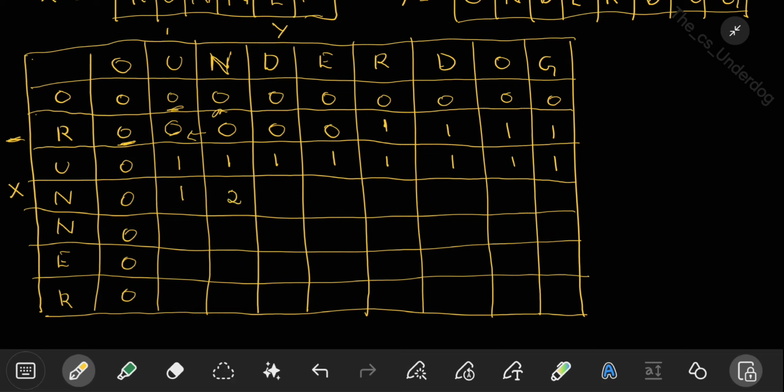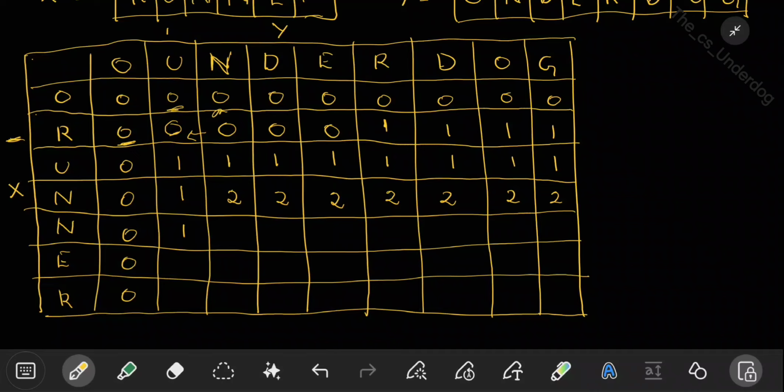What about N and D? They do not match. You will copy from the left side. Again, you will copy from the left side for all of these, because all these do not match with N. So at this point, you have filled the first 3 rows, R, U and N. Next row, again R and U here do not match. What will you do? You will see the block on top and the block on left. And 1 is the larger value, so you will put 1.